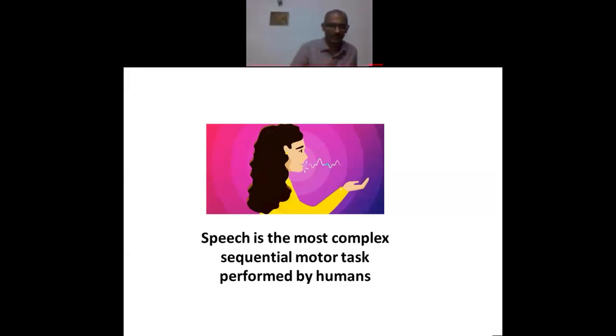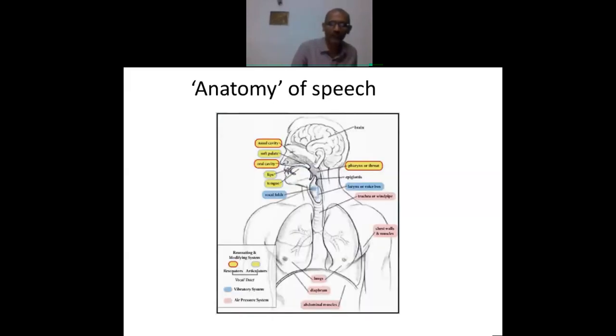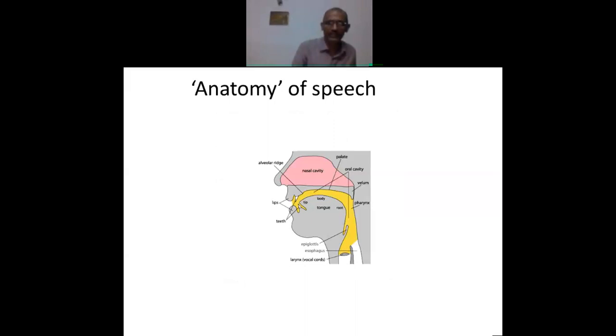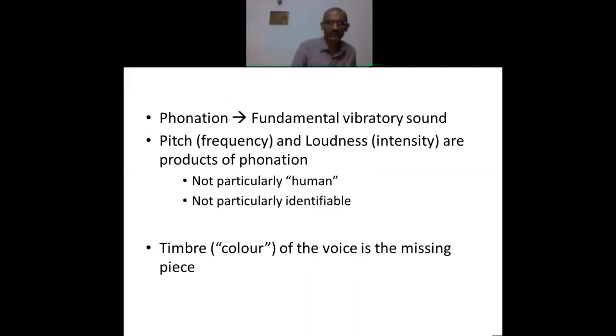As the book says, speech is the most complex sequential motor task performed by humans. The anatomy of speech: we know that it starts from the lungs, the capacitor, then the phonator, and then we have the other two things, the resonators and the articulators. Please see through this. Phonation produces the fundamental vibratory sound, which has a certain pitch, frequency, and a certain loudness or intensity. It's not particularly human and not particularly identifiable.